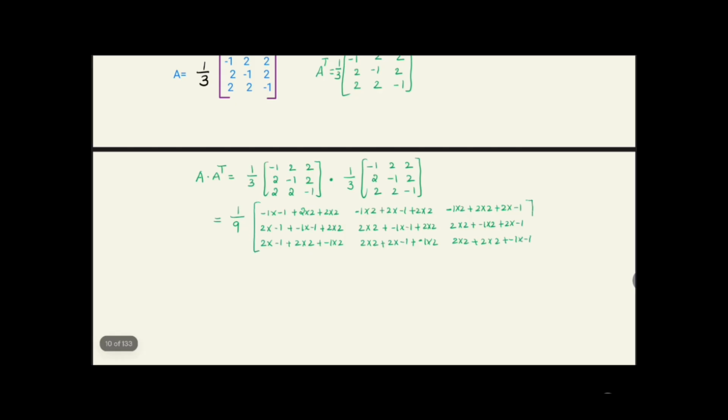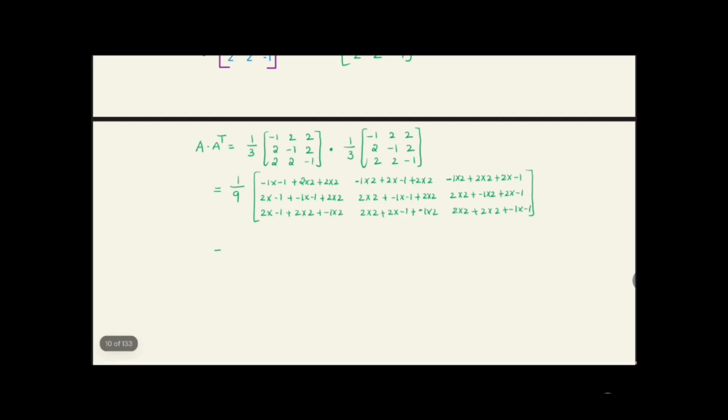Now let us solve this. It is equal to 1 by 9. Minus 1 into minus 1 is 1 plus 4 plus 4. This is minus 2 plus 4. Next, minus 2 plus 4 and minus 2. Minus 2 minus 1 plus 4. Wait, let me check, student. Second row, yeah, this is 2. Sorry students, a small mistake. This is 2.